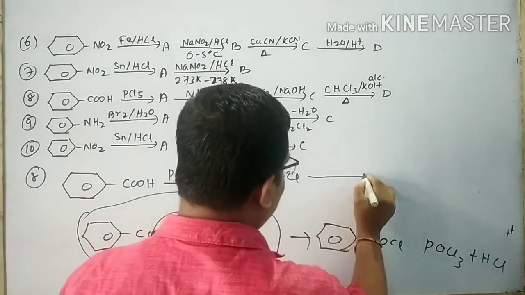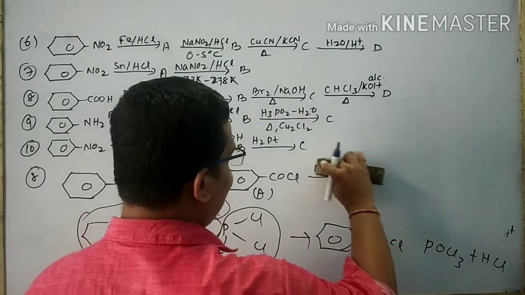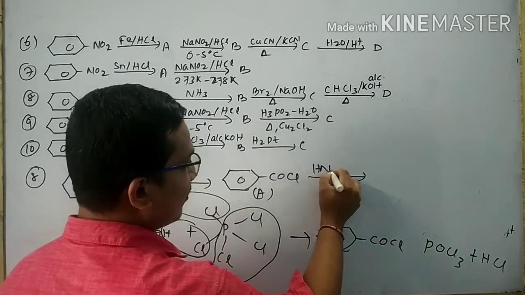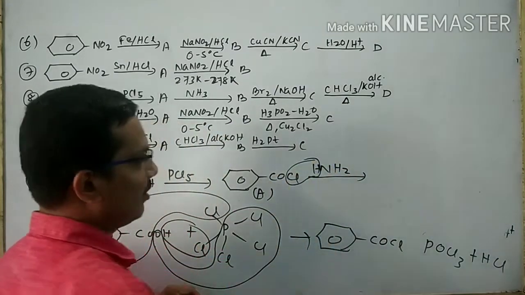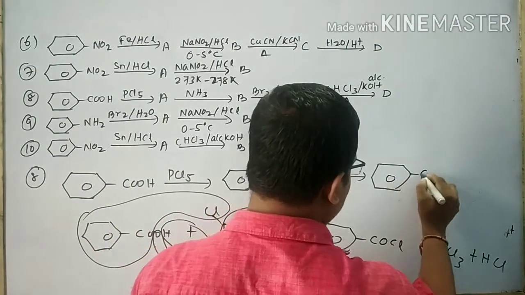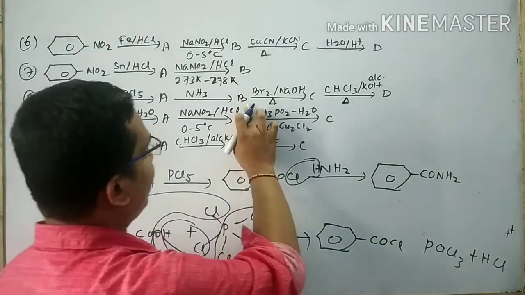Now it is treated with the NH3. You can write the NH3 like this, as NH2. Here there is loss of one HCl molecule. As a result, an acid amide product is formed, that is your benzamide. It is considered as your B.